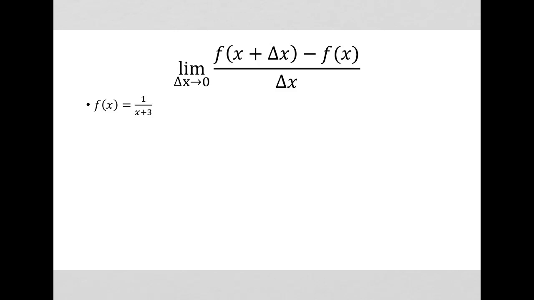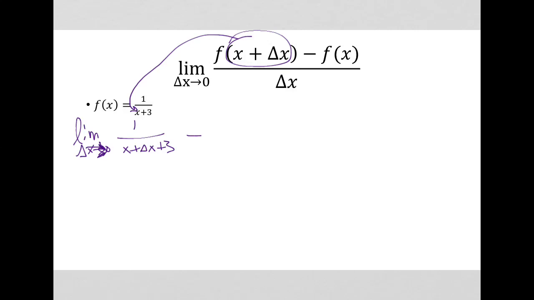And finally, one last one for the evening. Limit as delta x approaches 0. I'm bad at drawing those arrows still. Limit as delta x approaches 0 of the function 1 over x plus 3, with that x plus delta x substituted in for x, so I get 1 over x plus delta x plus 3, and I'm subtracting from that f of x, which is 1 over x plus 3, and all of that is over my delta x.